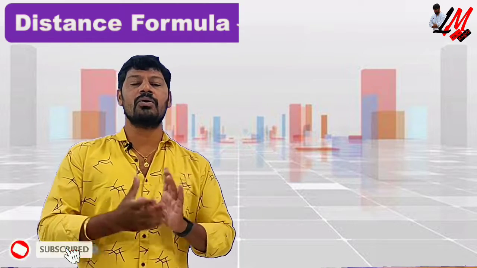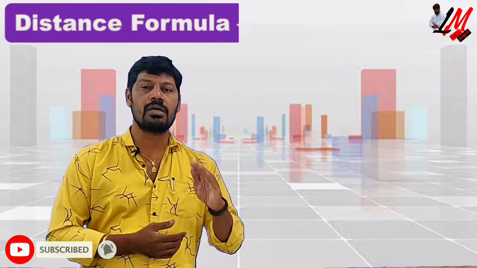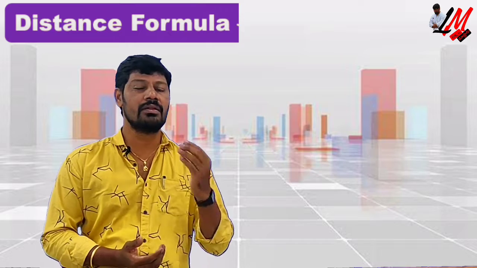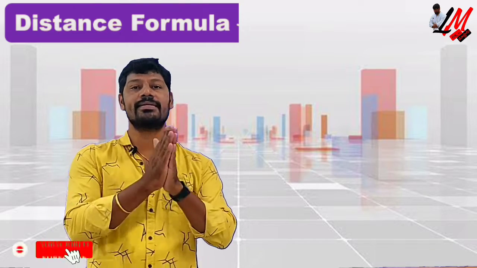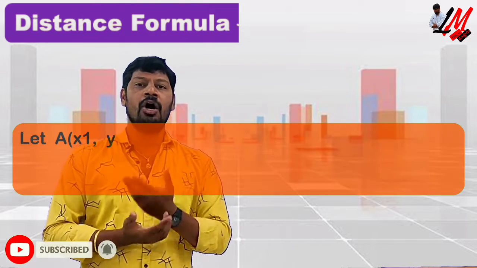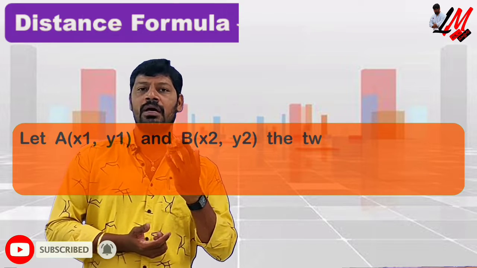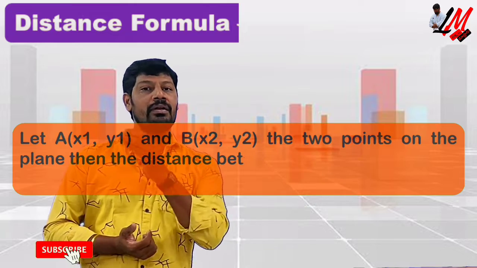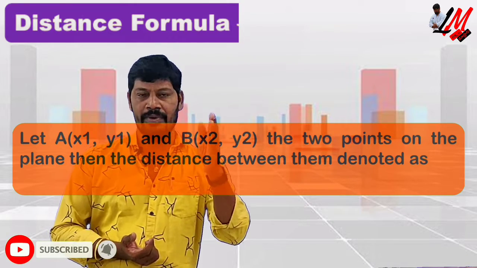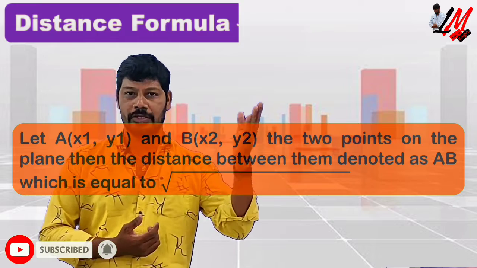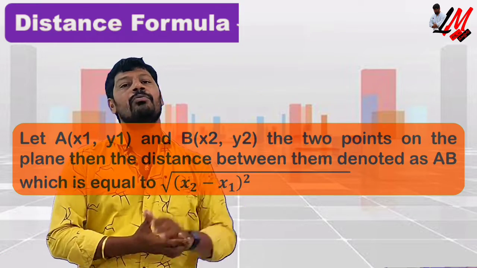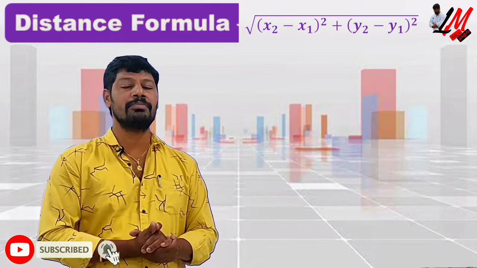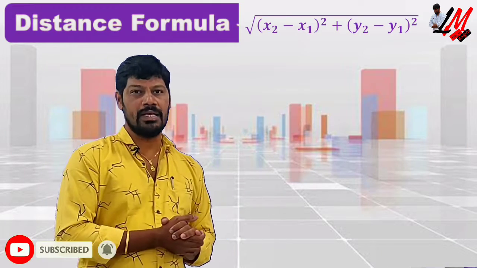Now the question is, when the points are not lying exactly on the axis, how will you find the distance? For that, the answer is using the distance formula. Let A (x1,y1) and B (x2,y2) be two points on the plane. Then the distance between A and B, denoted AB, is equal to the square root of (x2 minus x1) whole square plus (y2 minus y1) whole square. This is the formula. Now let me discuss how the formula actually arrived.